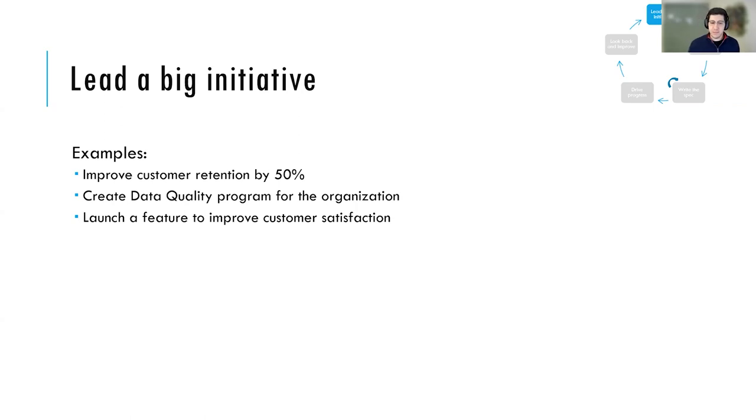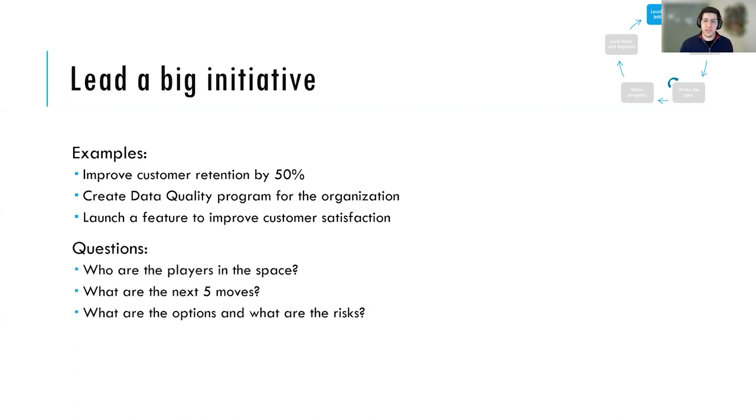At this step, at the very beginning of a project, I like to ask myself a set of questions that help me get the right thinking in place. These questions are, what are the players in the space? And this really helps me list out all the people that I need to interact with. The people I need to convince, my allies, my not so allies, all the folks that I'm going to interact with throughout this project.